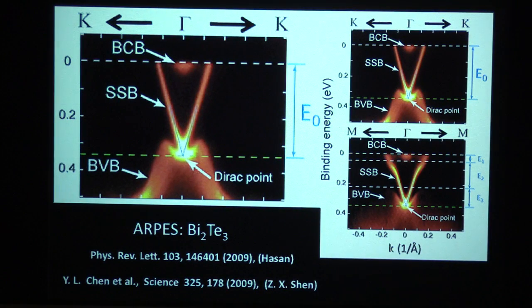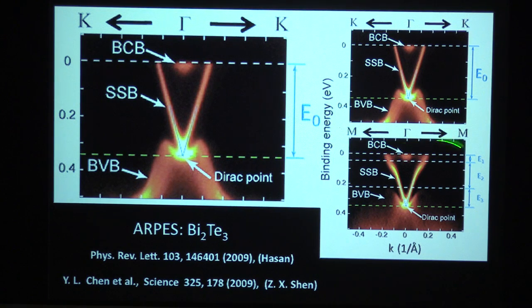Here's ARPES studies on these materials. You have some beautiful ARPES data. And they can clearly see along this gamma-K direction, you see the Dirac cone, and along gamma-M, you see the warping of the surface state.